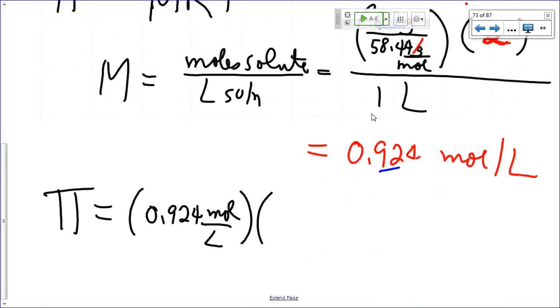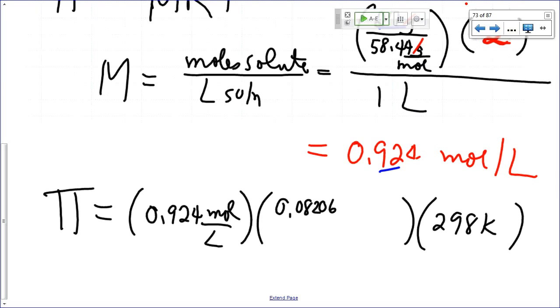Temperature is 298 Kelvin, room temperature. What's the value for R? You remember that from the ideal gas law? R is 0.08206 liters times atmosphere per mole per Kelvin. That's the value of R. So liter cancels out, mole cancels out, Kelvin cancels out, and you have your osmotic pressure in atmospheres.